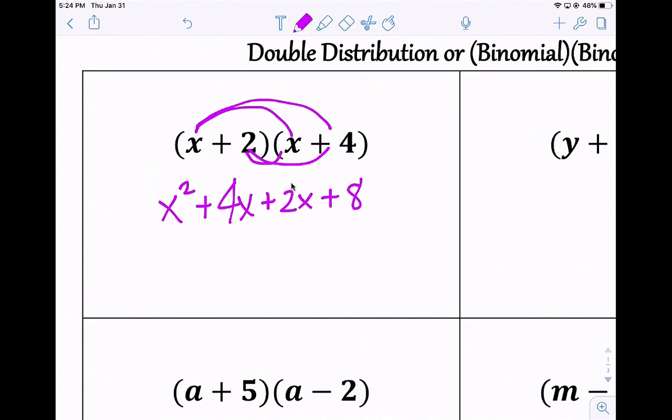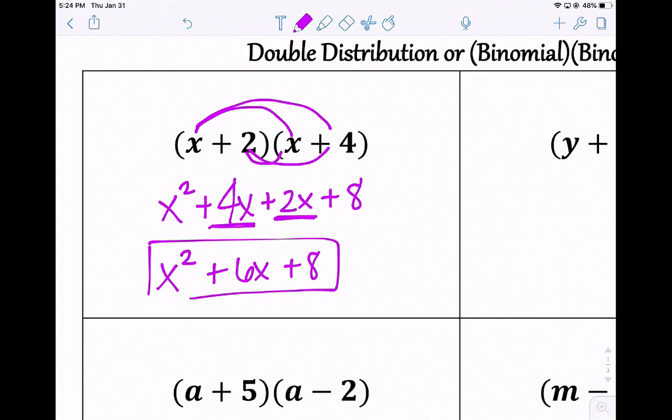At this point now, we just combine like terms exactly like we were doing on our distribution notes. So we have plus 4x and plus 2x. I don't have any other x squareds. I don't have any other constants. So these are my only like terms that I can combine. So we're going to have our final answer, x squared, 4x plus 2x is plus 6x, and then plus 8 on the end. So we multiplied a binomial times another binomial, and we ended up with a trinomial.